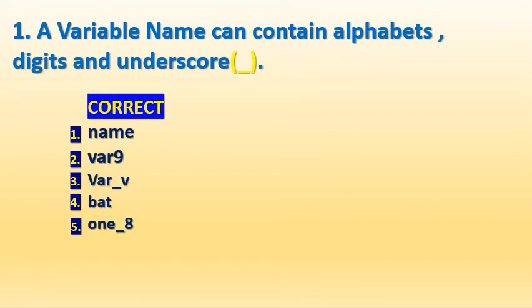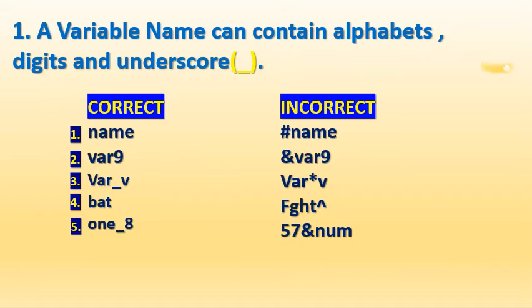Here I am going to explain the first rule with examples. A variable name can contain alphabets, digits and underscores. So just see, there are 5 examples. In my name variable, I used all alphabets, so it is correct. But here, I used #name. According to my first rule, a variable can contain alphabets, digits and underscores, but it cannot contain a special character. So that's why it is incorrect.